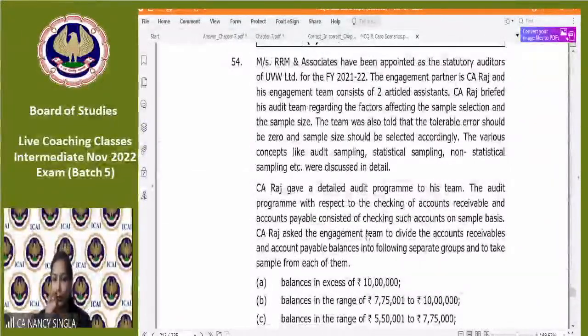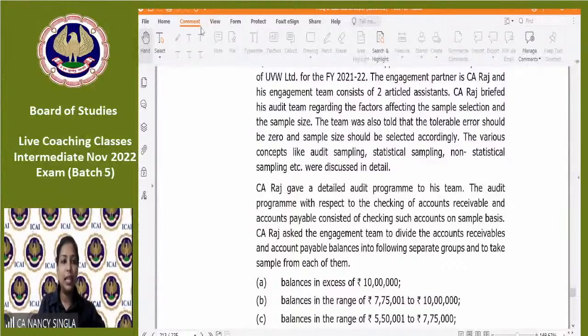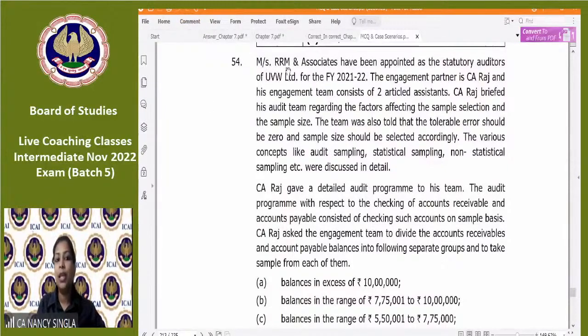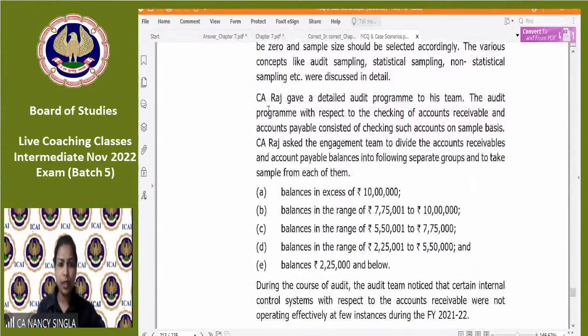So this one, 54th, quickly read this case study. These MCQs case scenarios, these are available on your website. Quickly read these. So देखो, just this last one. Acha, I'm not able to write on this. See, Messrs. RRM and Associates have been appointed as the statutory auditors of UV Limited for financial year 21-22. The engagement partner is CA Raj, and his engagement team consists of 2 articles. CA Raj briefed his team. Okay. I am on the second paragraph now. See, you are not supposed to do like this in your exam. Hana? Abhi we are short of time.